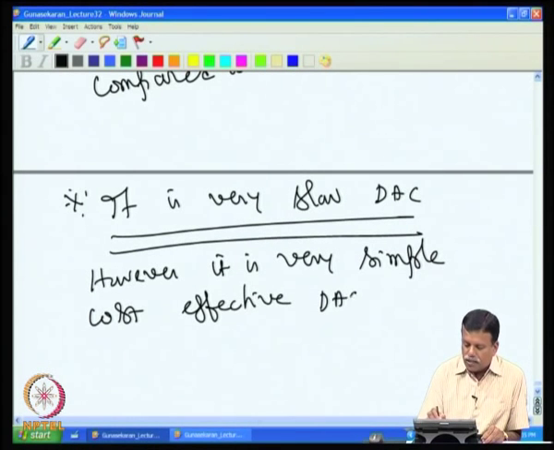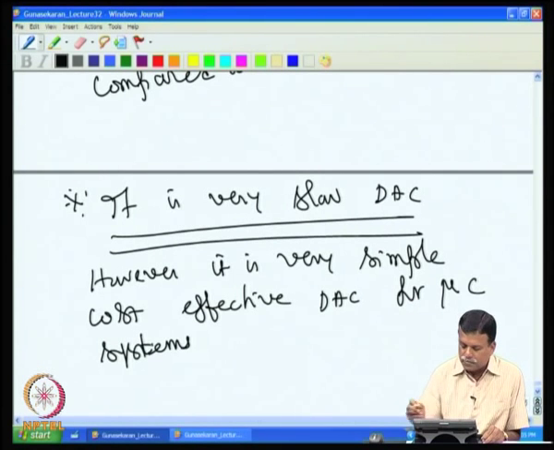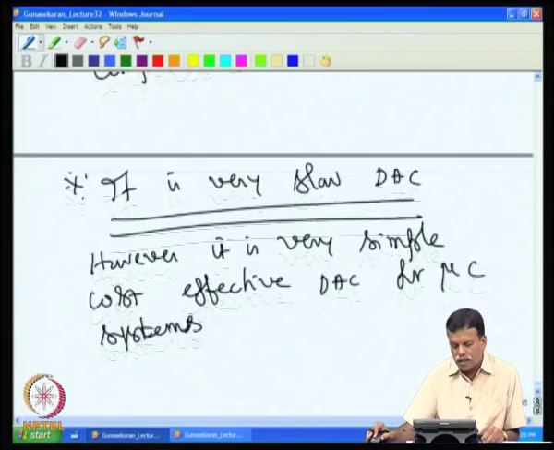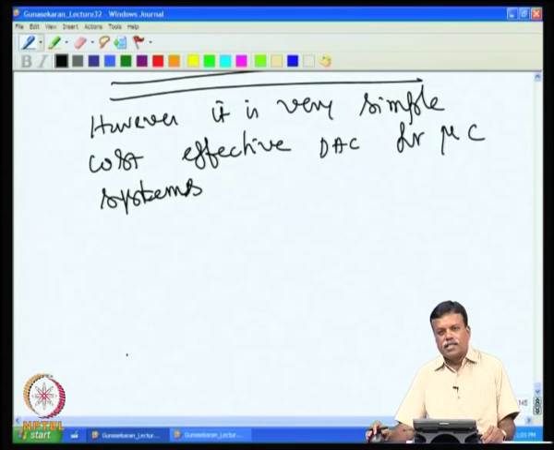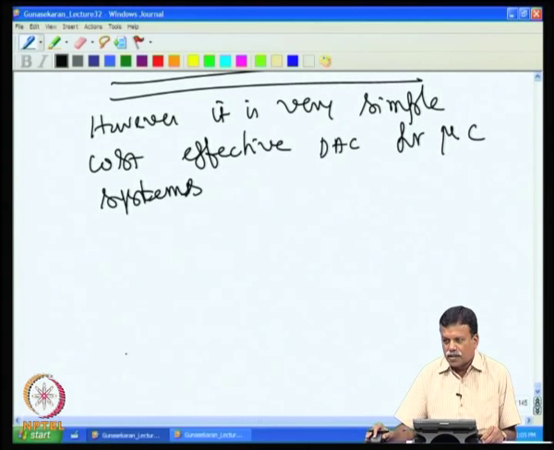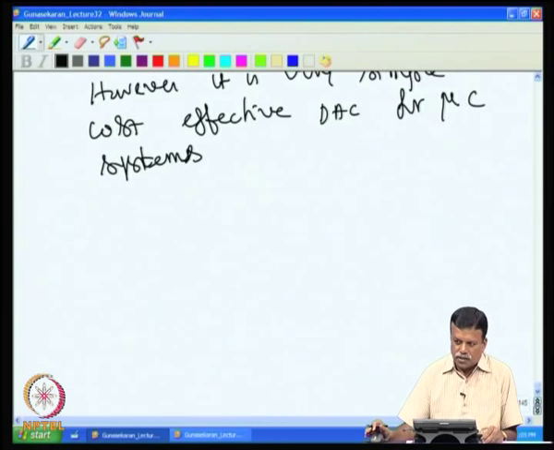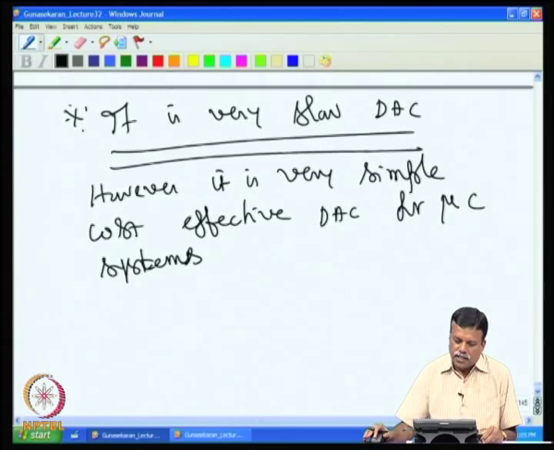Cost effective DAC for microcontroller environment, microcontroller systems. So, we have seen basically 3 different types of DAC converters, and how the conversion is done, and how one can see the advantage and disadvantage of the converters.